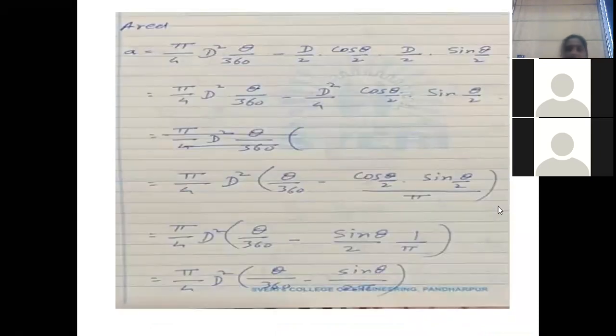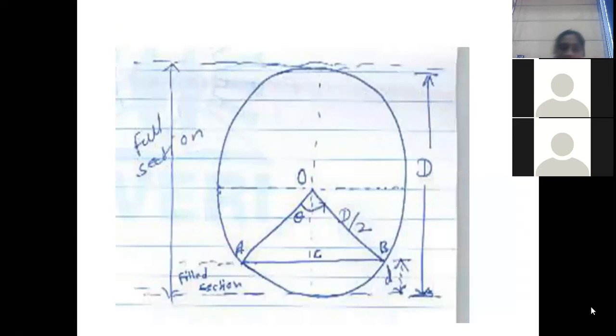Now area, we want to calculate the area at a particular depth, where it is running partially full. So I have written area is equal to pi by 4 D square into theta upon 360 minus D by 2 into cos theta by 2 into D by 2 into sin theta by 2. So I will explain with the figure. So see here.